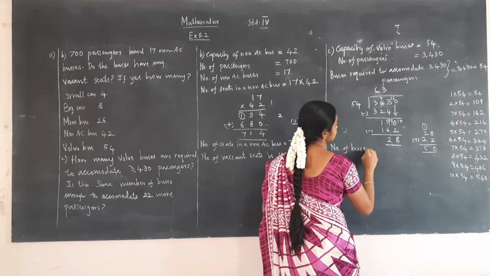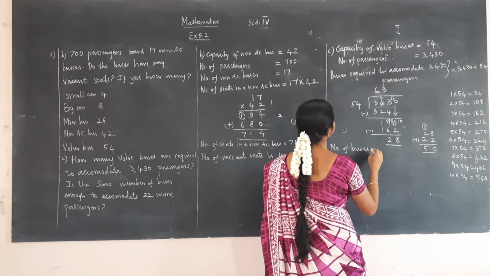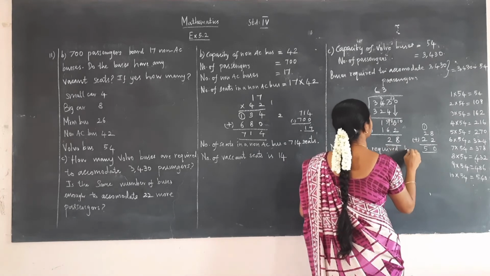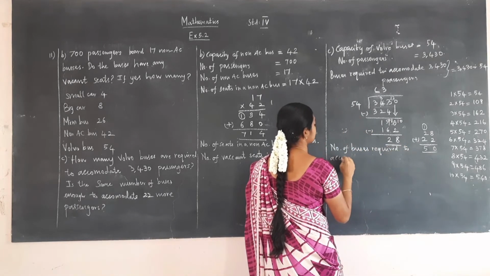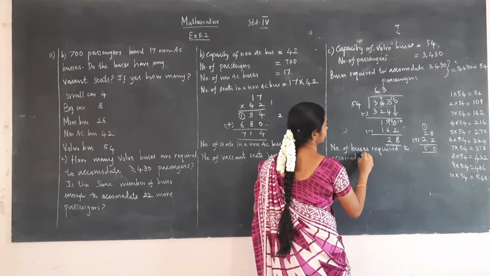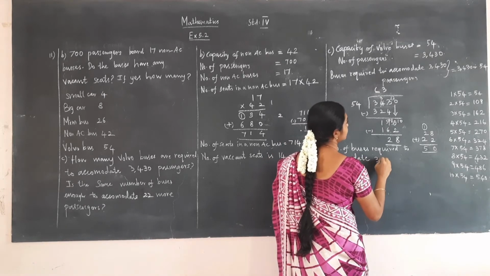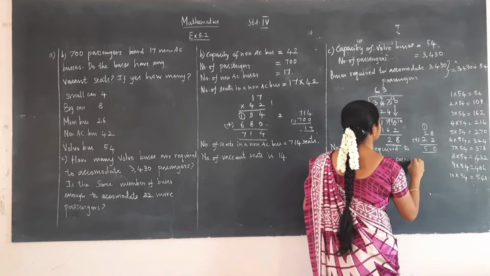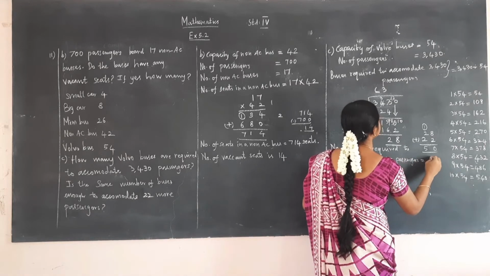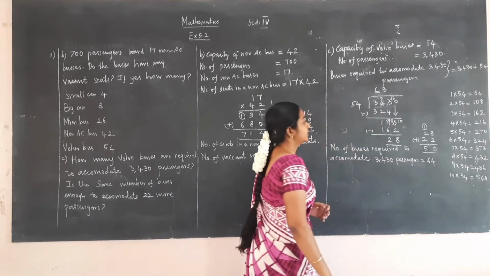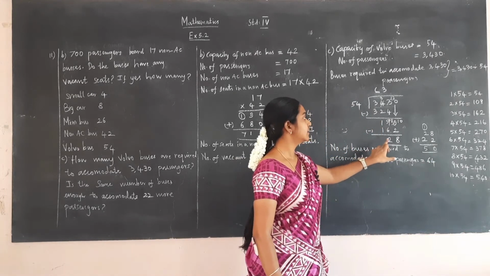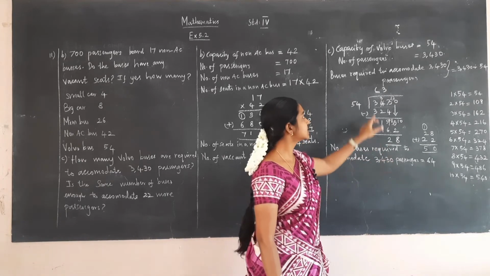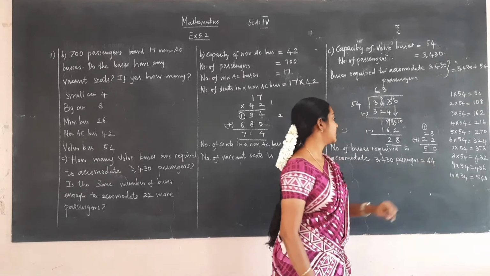Number of buses required to accommodate 3,430 passengers is equal to 64, because we have 28 passengers remaining. For them we have to arrange another one bus. So 63 plus 1 is 64 buses.